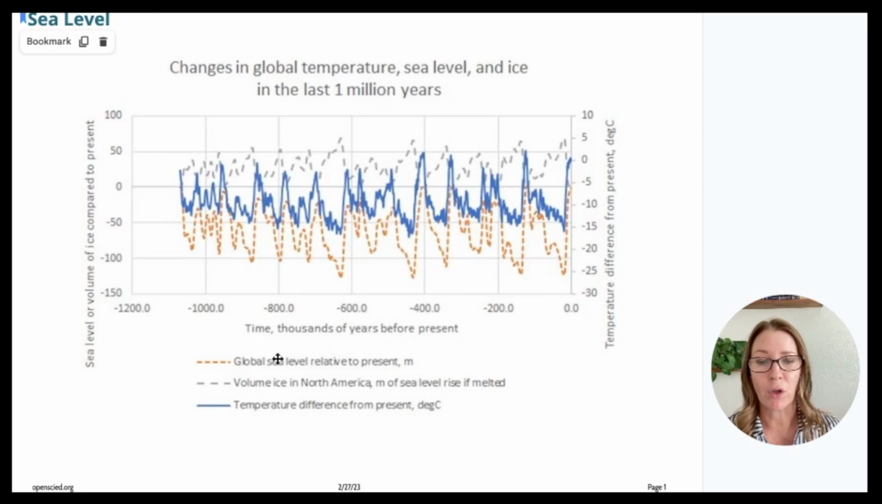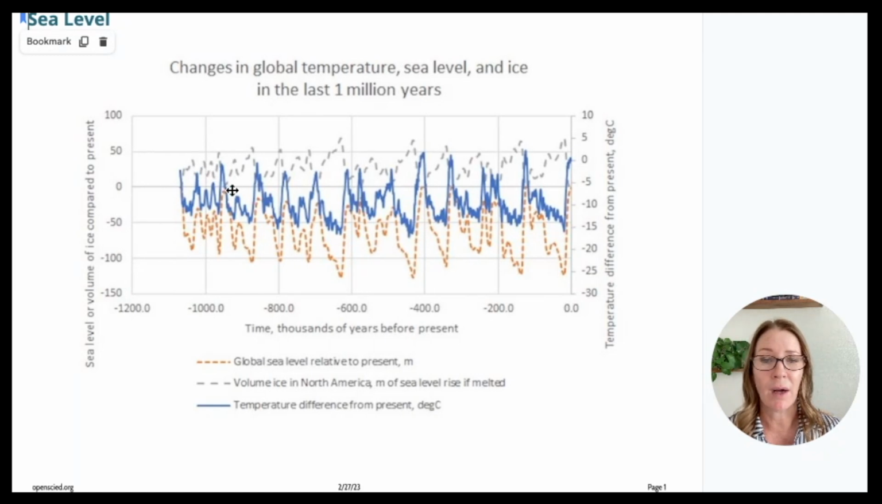So look at the orange one, global sea level relative to present. And so the sea level was lower and higher and lower and higher, but present day is right here. So the sea level is as high as it's pretty much ever been. And then if you look at the volume of ice in North America, if all that ice melted, this is where the sea level rise would go up to.